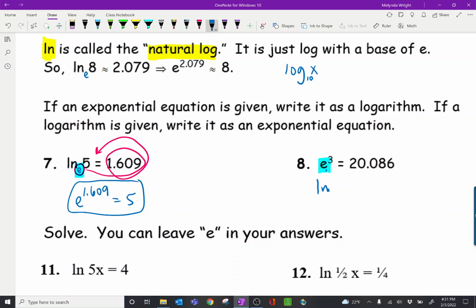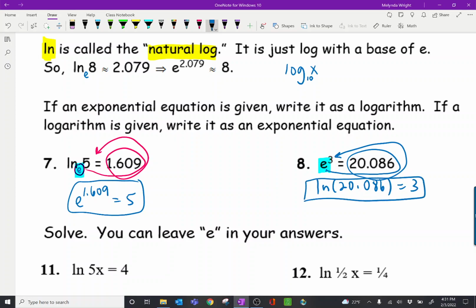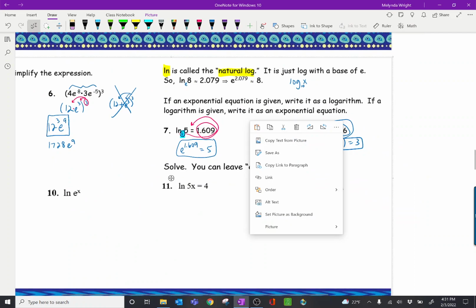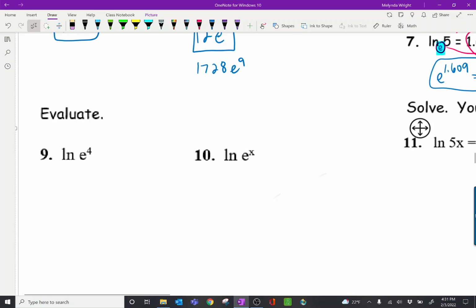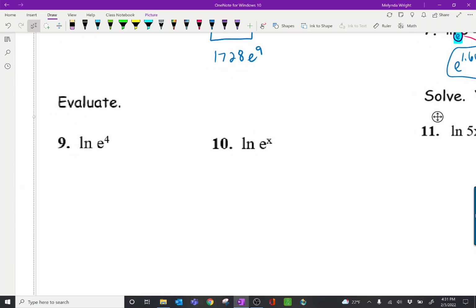You would turn that into a log and then you would make this the argument and that the answer. So ln of 0.086 is 3. So you can think about that with a circly thing also. All right, so let's take a look at these here on the bottom. They want us to evaluate. It looks weird, so let's go back.